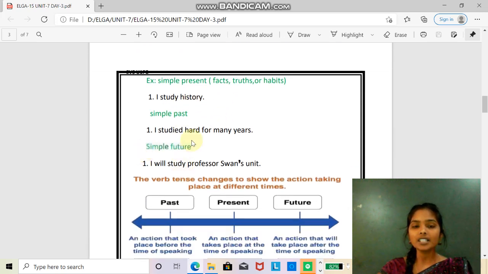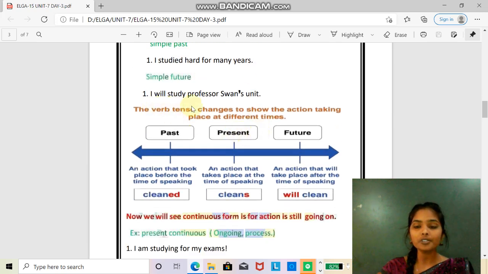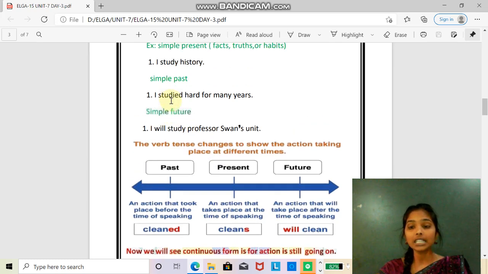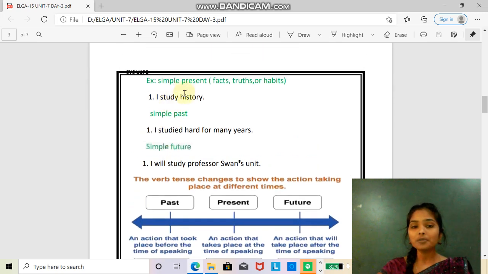In the past, the verb is always in the V2 form. I studied hard for many years. As an example for simple future, I can say, I will study Professor Swan's unit. Here, in the future we always have to use will, because the thing has not happened yet. When it comes to the past, the thing has already happened. When it comes to the present, the thing is happening.